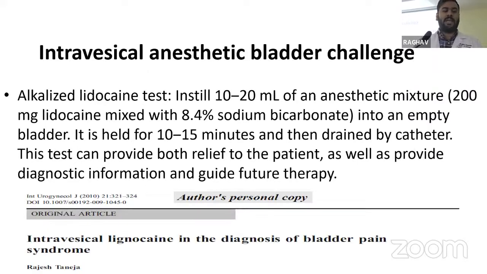Intravesical anesthetic bladder challenge, the alkalized lidocaine test, involves instilling 10 to 20 ml of an anesthetic mixture of 200 milligrams lidocaine mixed with 8.4% sodium bicarbonate into an empty bladder. It is held for 10 to 15 minutes and then drained by a catheter. It can provide both relief to the patient as well as diagnostic information to guide future therapy.